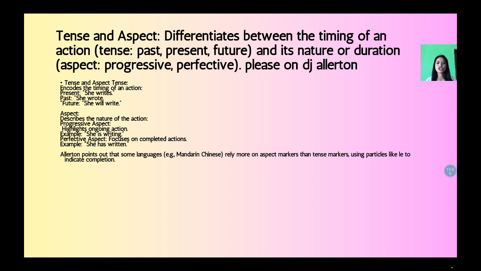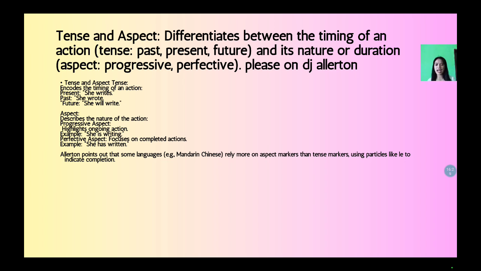In the present form, she writes. In the past form, she wrote. Future, she will write. Again, tense encodes the timing of an action, while the aspects describe the nature of the action. Progressive aspect highlights ongoing action. Example, she is writing.